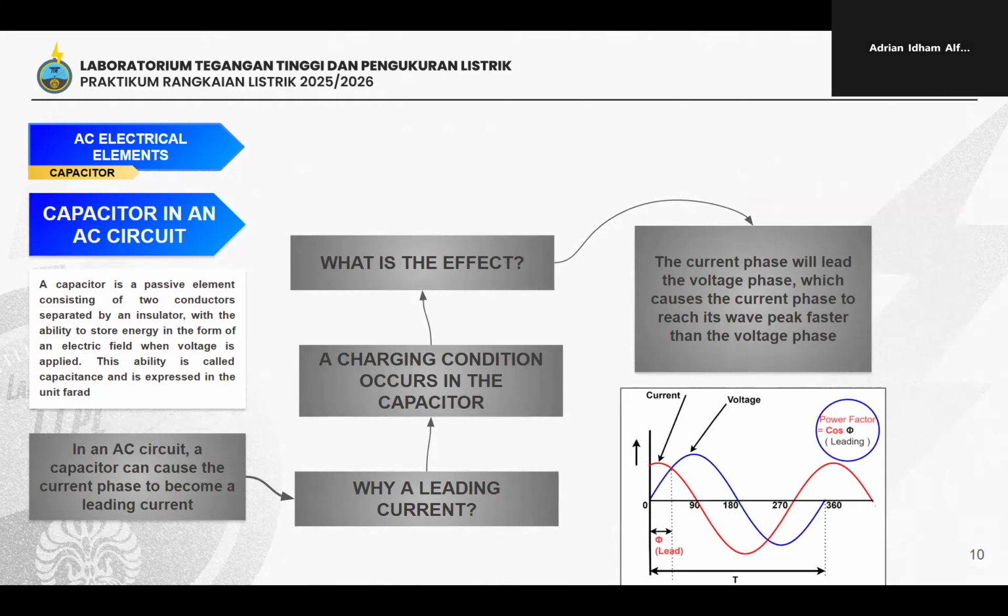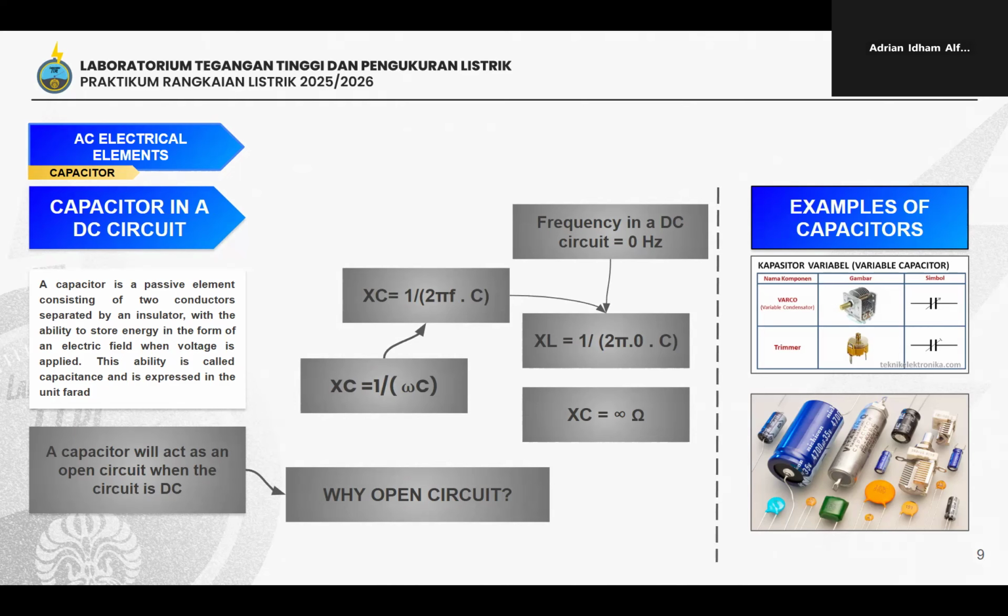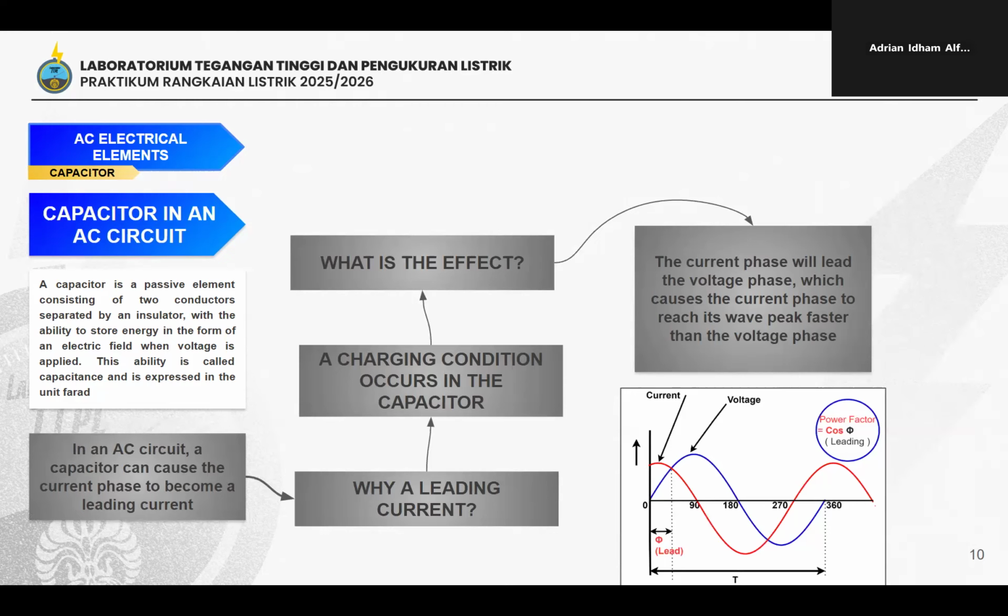Okay, now we will discuss capacitor in AC circuit. Like the inductor, a capacitor in a DC circuit acts as an open circuit. And how about a capacitor in an AC circuit? In an AC circuit, a capacitor can cause the current phase to become a leading current. Why leading current? Because a charging condition occurs in the capacitor.